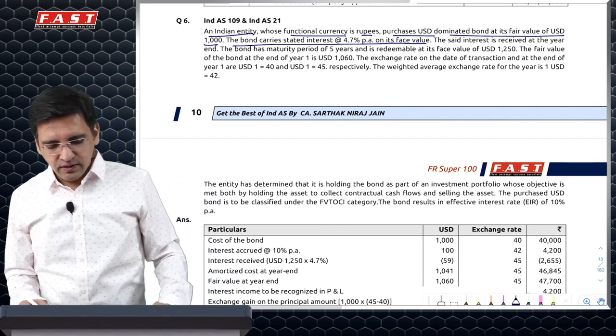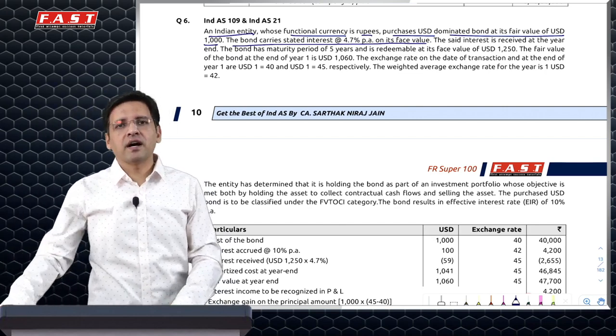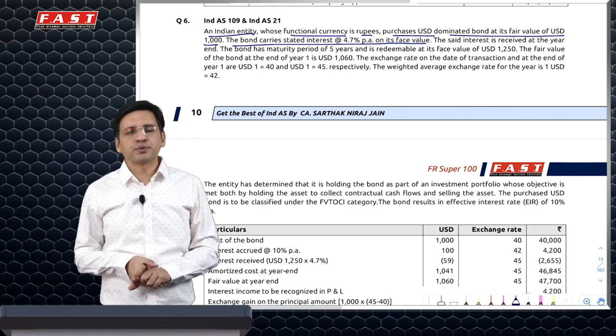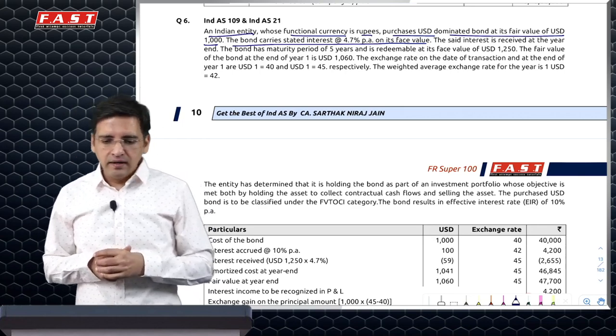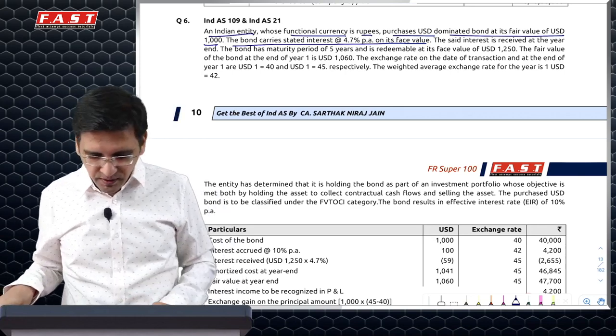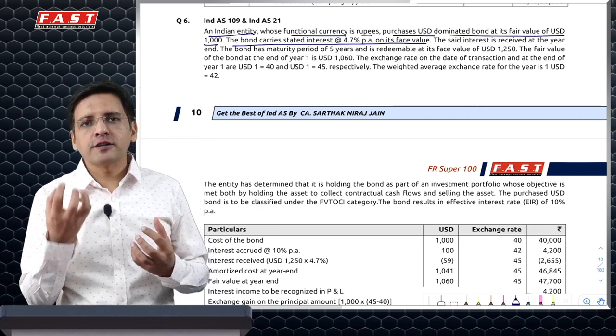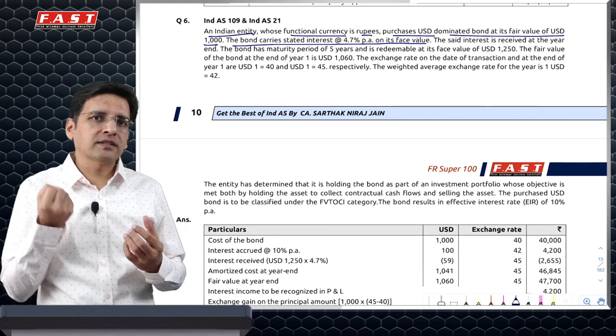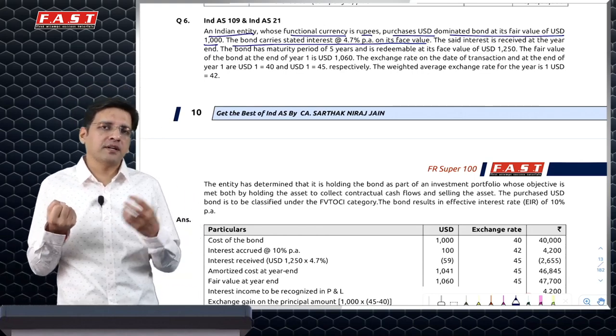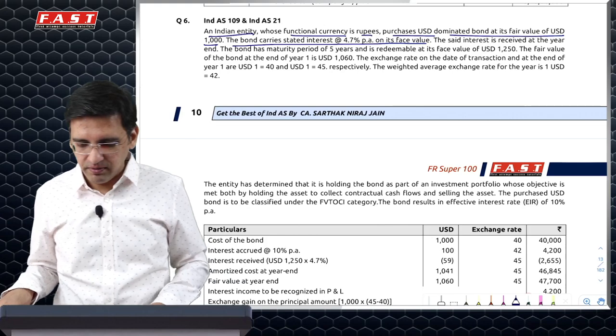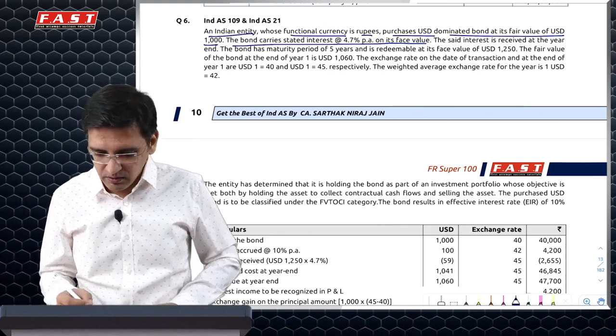Now this is another question which the institute had given in their RTP of 2020, I guess. And it's a decent, good question because it combines two things. One, a foreign currency bond which has a fixed rate of interest and hence is accounted under the FVOCI method, and then there is a foreign exchange gain or loss component involved. I'll give you some tips in this particular question.